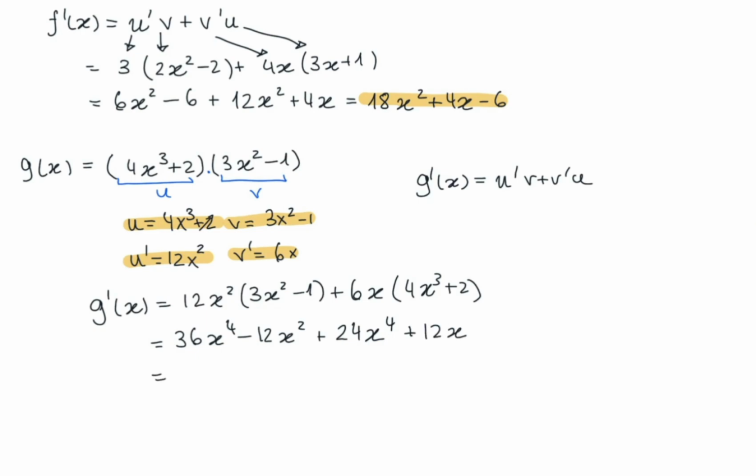And now we just combine like terms. So we'll have 60x to the power 4 minus 12x squared plus 12x. And this is our final answer.